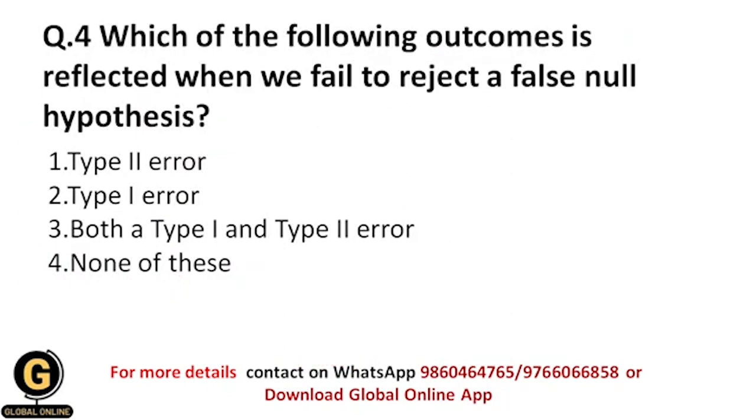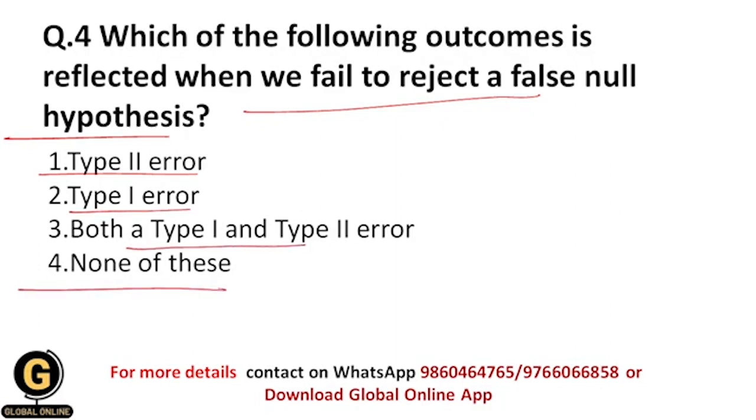Which of the following outcomes is reflected when we fail to reject a false null hypothesis? So whenever we fail to reject a false null hypothesis, what will happen? Whether there will be type 2 error, or type 1 error, or both types of errors, type 1 and type 2 error, or none of these.